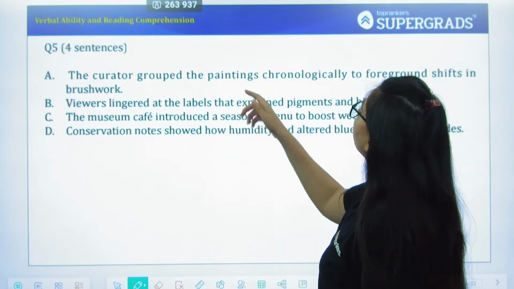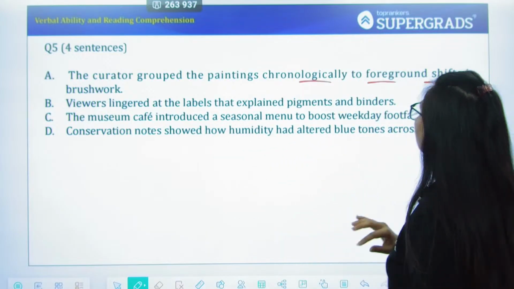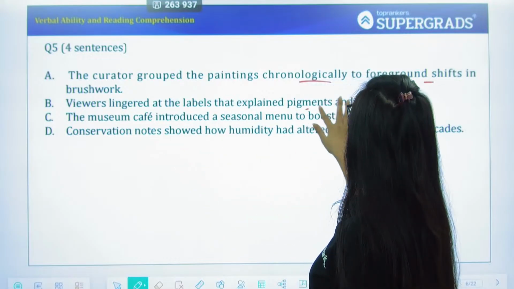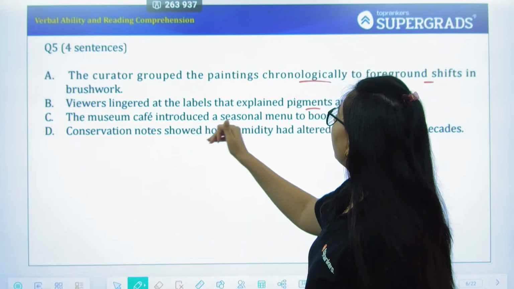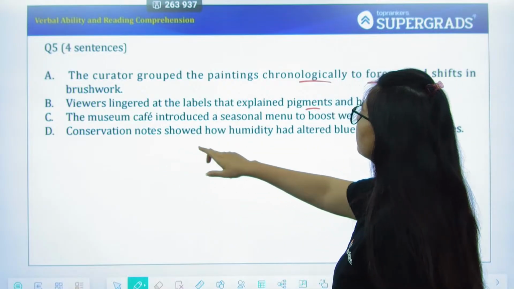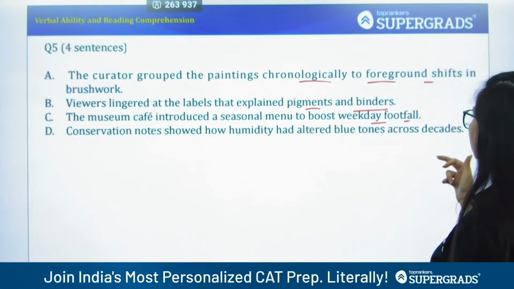The curator grouped the paintings chronologically to foreground shifts in brushwork. Viewers lingered at the labels that explained pigments and binders. The museum cafe introduced a seasonal menu to boost weekly footfall. Conservation notes showed how humidity had altered blue tones across decades.